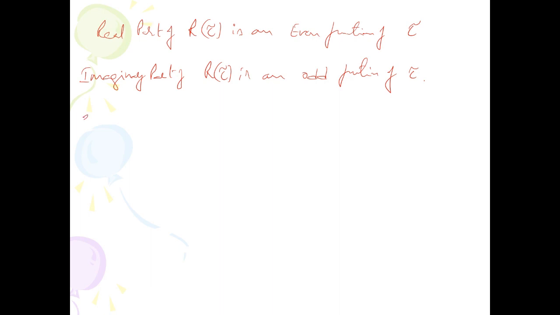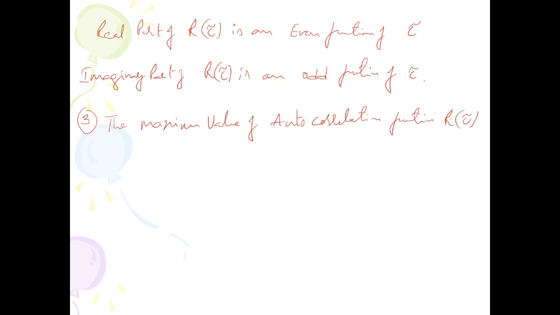Another important property, the third property: the maximum value of the autocorrelation function R of tau occurs at the origin. That is, R of zero is always greater than R of tau for all values of tau. So we will see the proof for this.